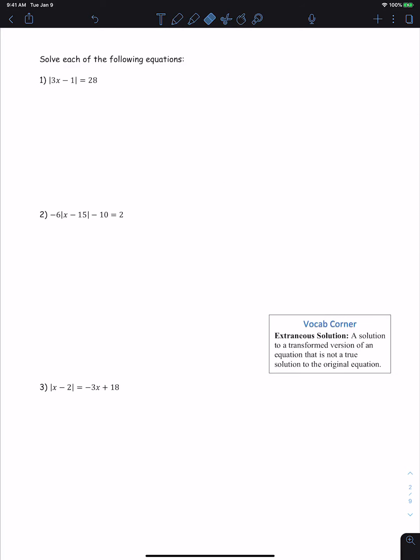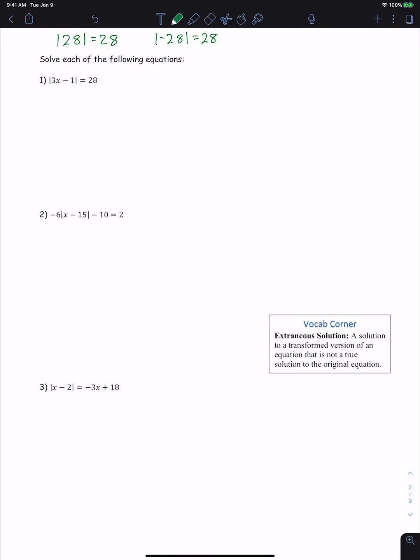Looking at number 1, it says solve each of the following equations. Absolute value of 3x minus 1 is equal to 28. So the first step we want to do is get the absolute value by itself. It is by itself. We just have the absolute value of 3x minus 1 on the left side, so we're good there. But we know we want the inside of the absolute value to either be positive 28, because the absolute value of positive 28 is 28, but we also know it could potentially be negative. It could be negative 28, because the absolute value of negative 28 will also equal 28.